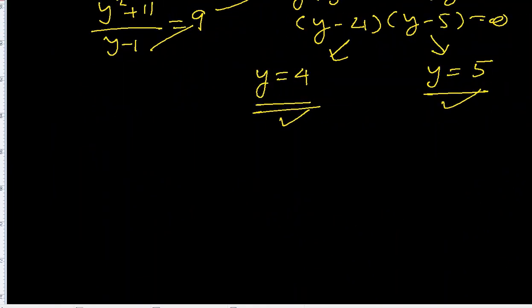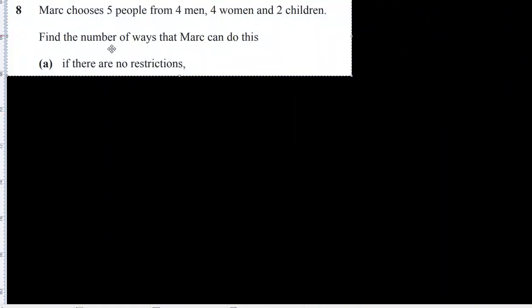Okay, what's next? Question number 8. Mark chooses 5 people from 4 men and 4 women, and 2 children. Find the number of ways that Mark can do this if there is no restriction. Among those 5 people, whether there are more men, fewer women, more children, no children, there is no restriction. That means all of them are equal and they are 10. 4 plus 4 plus 2, 10.